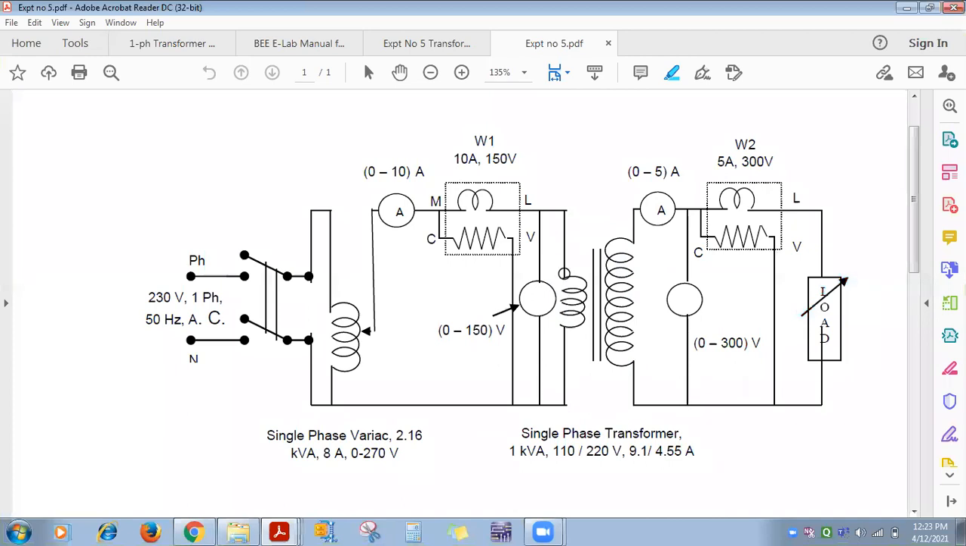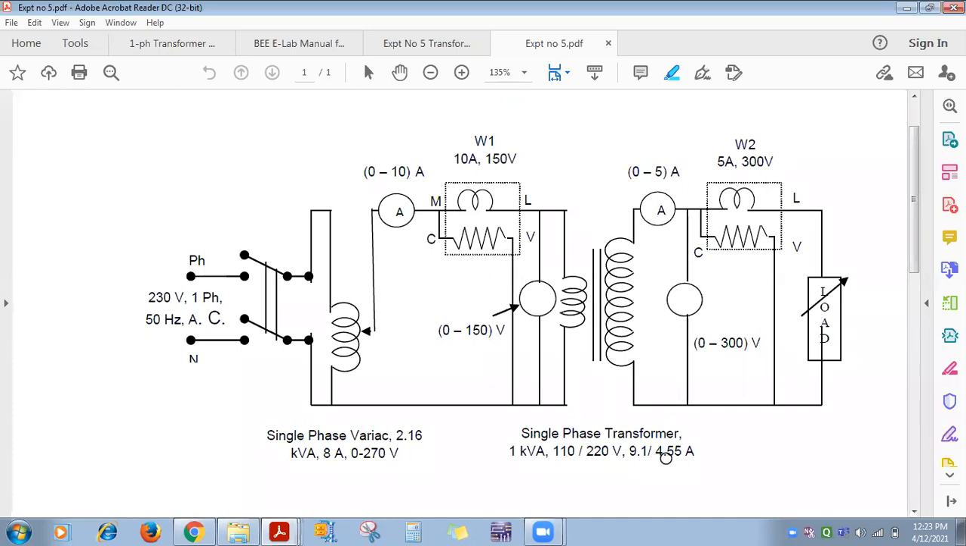Single phase means single winding on primary, single winding on secondary. Its kVA rating is 1. It's a 1 kVA transformer. On primary side you can apply 110 volt. On secondary you will get 220 volt. Whenever in the specification it is given to you secondary side voltage, means this voltage in which condition you will get it? At no load. Okay, at no load it is, isn't it?